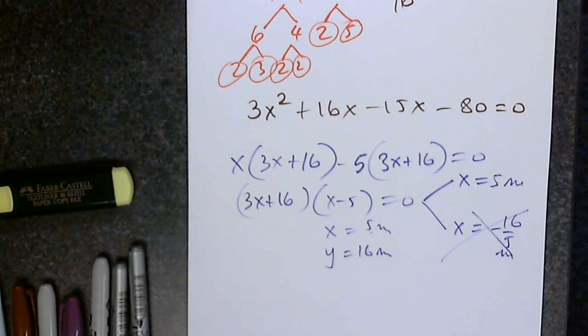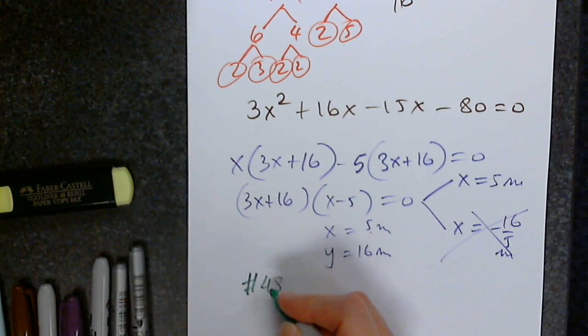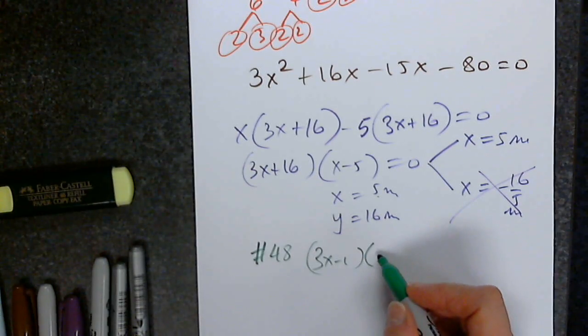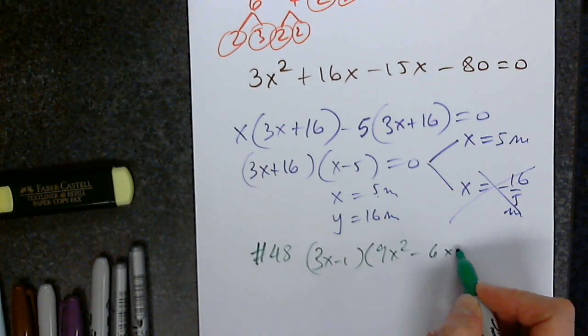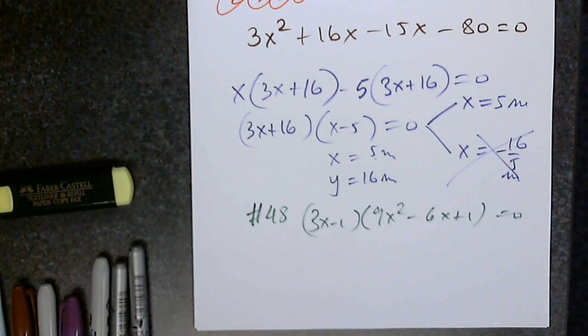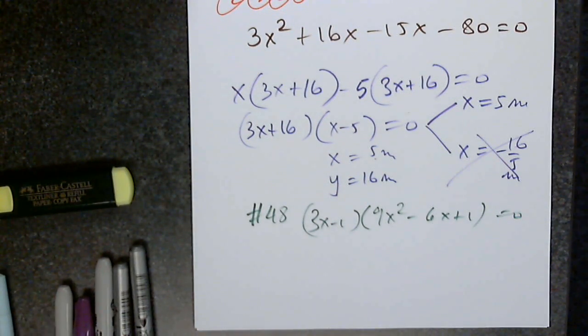48. You said 48? 48, which is 3x minus 1, and 9x squared minus 6x plus 1 equals 0. We're asked to solve the equation, of course. How do we do this?